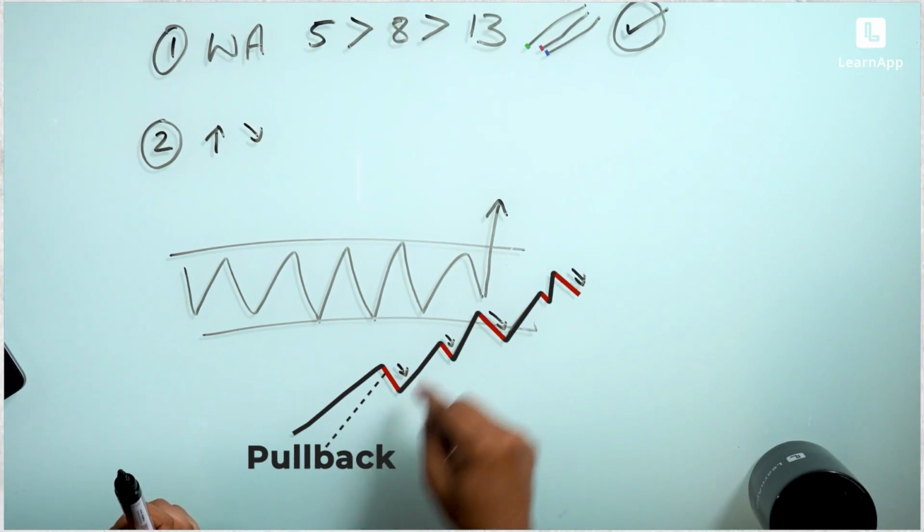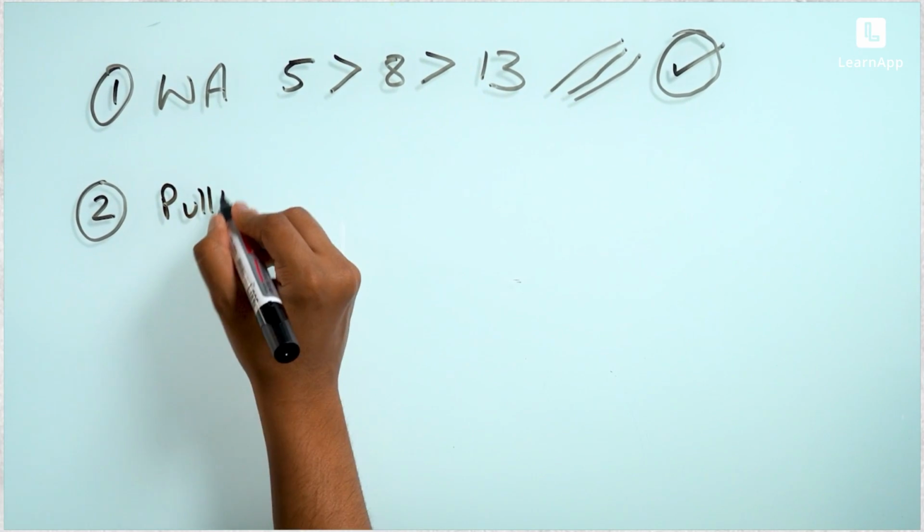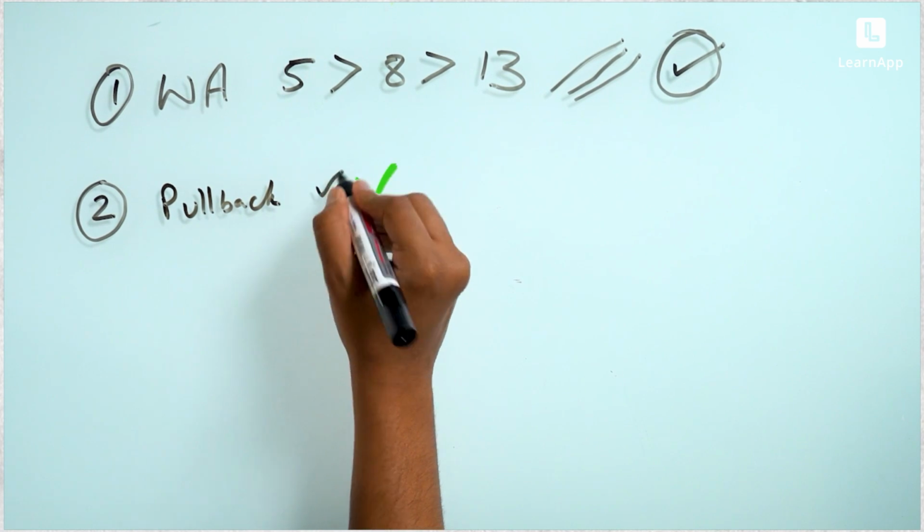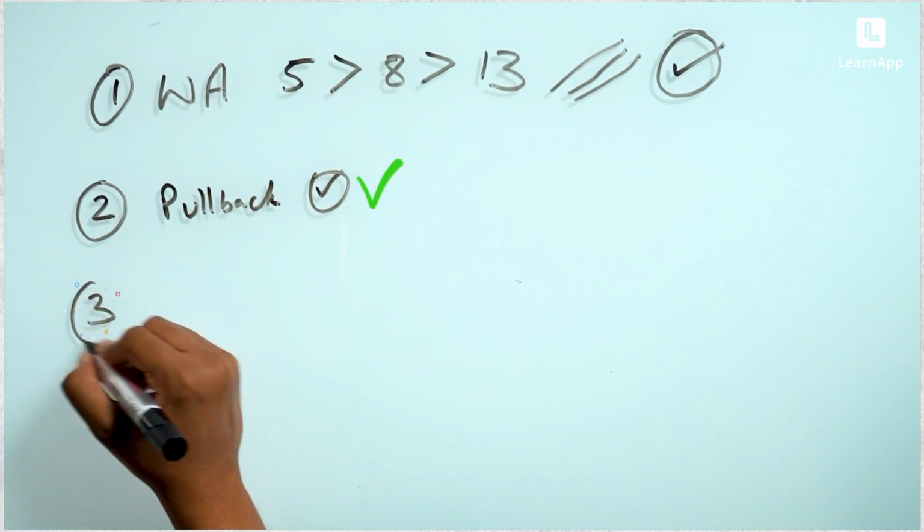So let's keep it simple. Let's try to find a way to identify whether it's in a pullback or not when the stock is in an uptrend. In step 2, we have to find out whether we are in pullback territory or not. And let's just turn it into step 3, okay?